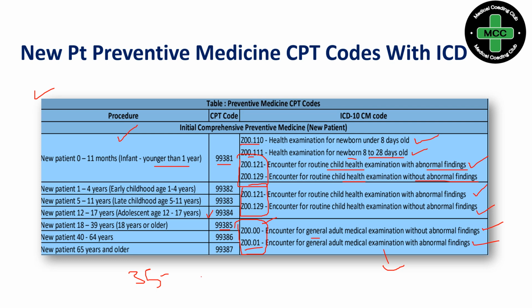So the patient age is 45 years and upon examination they found some abnormalities. So 45 year, 99386, and again, as the patient is having abnormality, you have to use Z00.01. So this is important, and the same ICDs are applicable for established patient also. All we have to check is what is the patient age, and after that we have to check whether this patient is having any abnormal findings or not. Based on that we will assign the ICD code, and remember these ICD codes are first listed ICD codes. We will be sequencing these ICDs first, as the primary diagnosis.